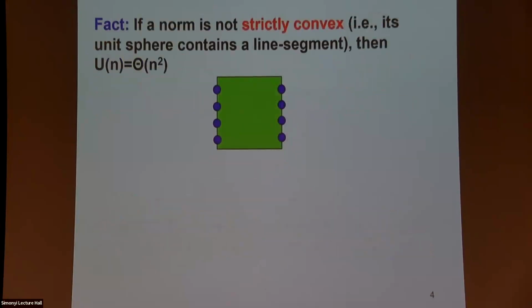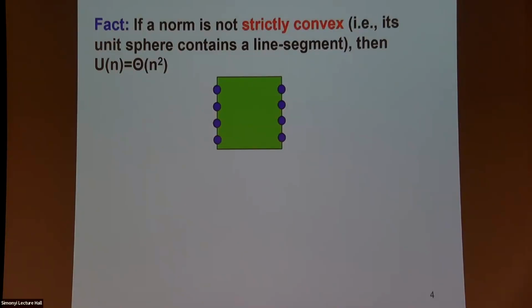So here is a simple fact that was observed early on. And this is that if the norm is not strictly convex, namely the unit sphere, the boundary of the unit ball, contains a line segment, as is, for example, the case in the L infinity norm in the plane that you see here, then it's easy to see that this maximum number of unit distances is at least n squared over 4, because we can realize a complete bipartite graph, right?